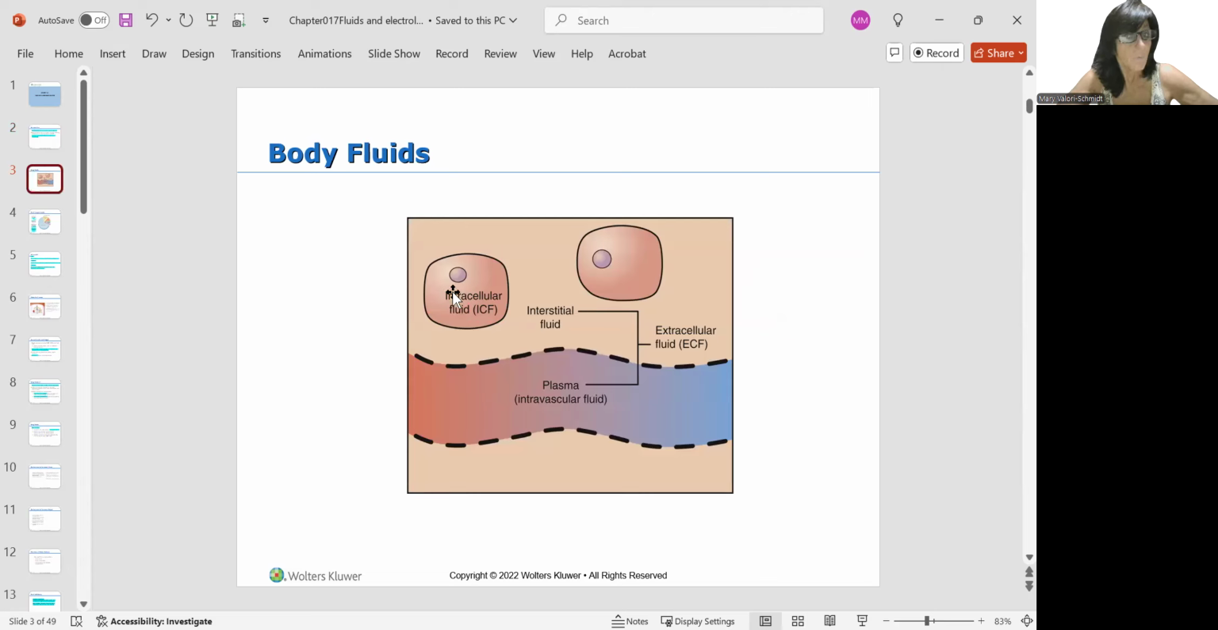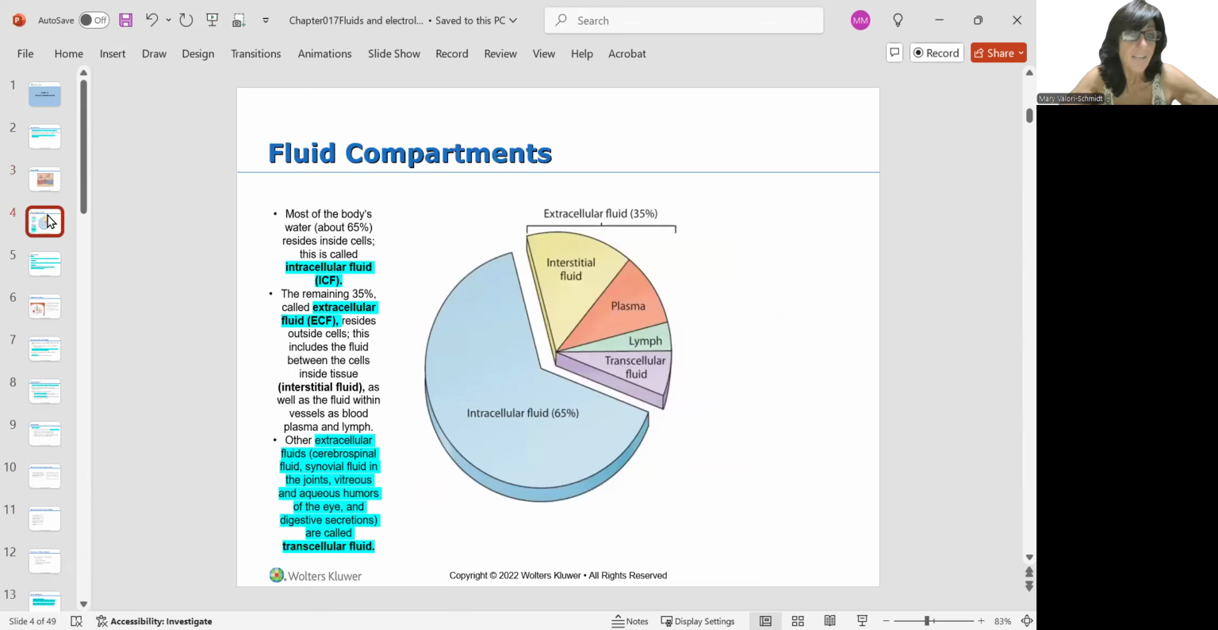You have intracellular fluid, you have extracellular fluid, you have some intravascular fluid, your plasma, right? And interstitial fluid, right? I'm going to show you a nice little chart that breaks it down, okay? Most of your body is intracellular fluid. It's about 65%, okay? The 35% that's left is broken up.